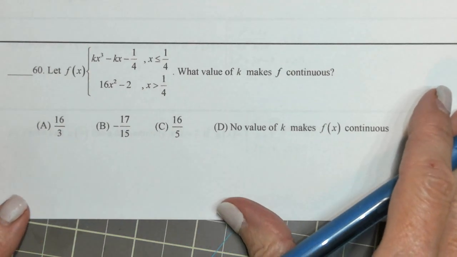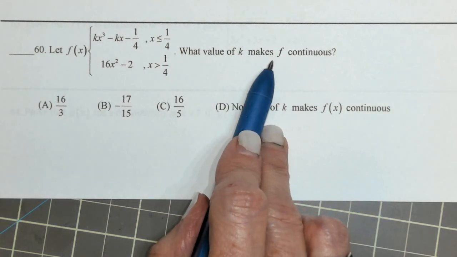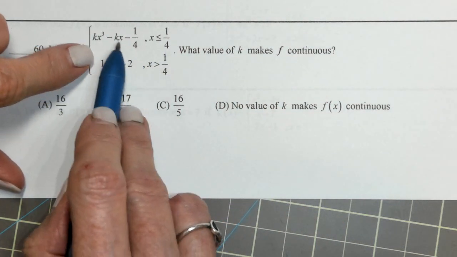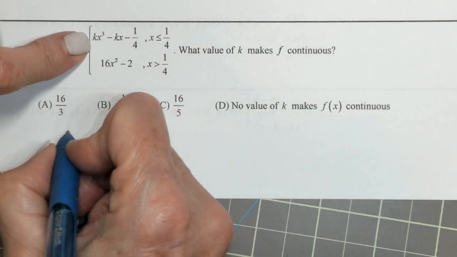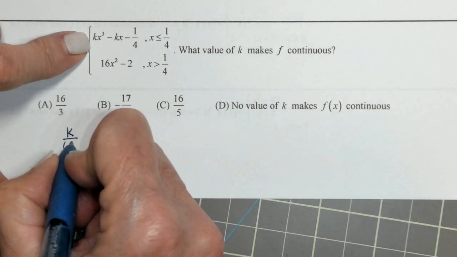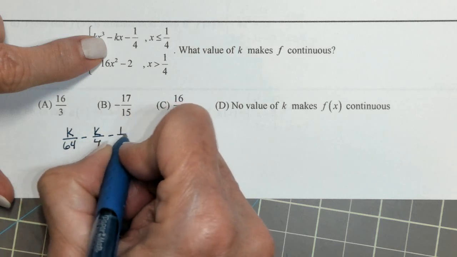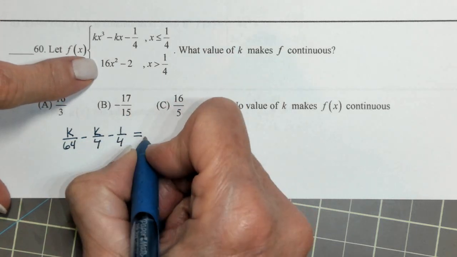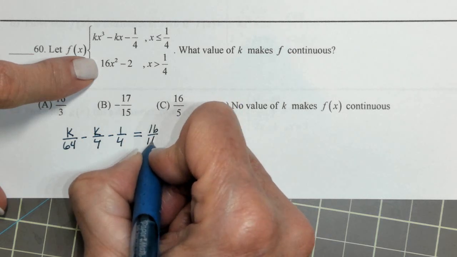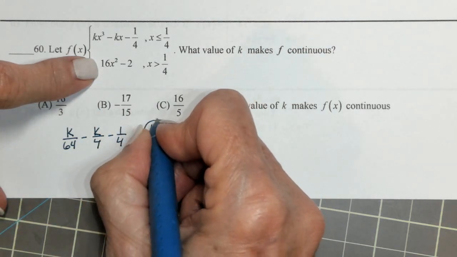Okay, number 60. We've had these before. What value of k makes f continuous? Okay, so I'm going to put a 4th in for the x, a 4th in for x, set them equal, solve for k. So k times a 4th cubed is 1 over 64. K times a 4th is k over 4. Set that equal to 16 times 1/4 squared, 16 over 1/4 squared, minus 2. This is a negative 1.